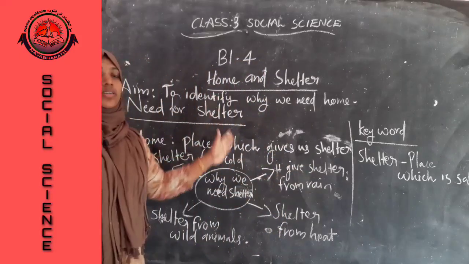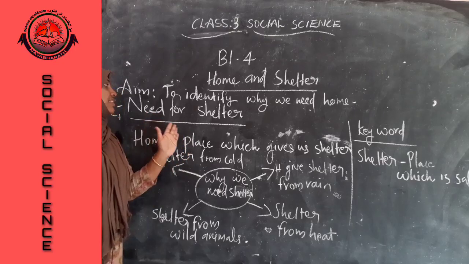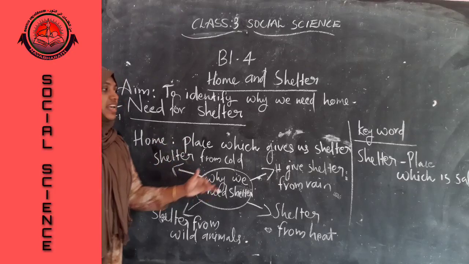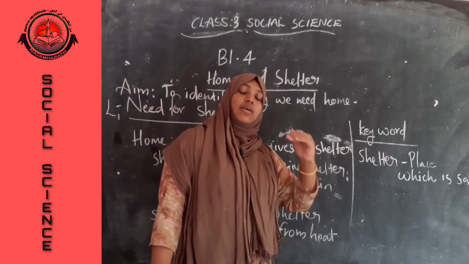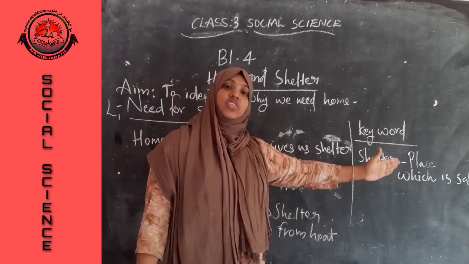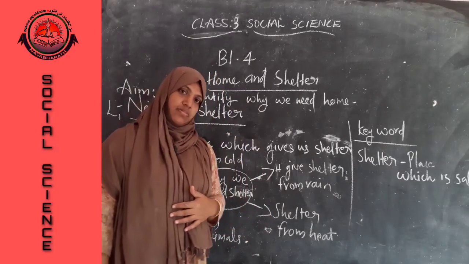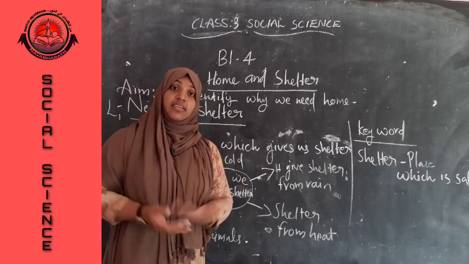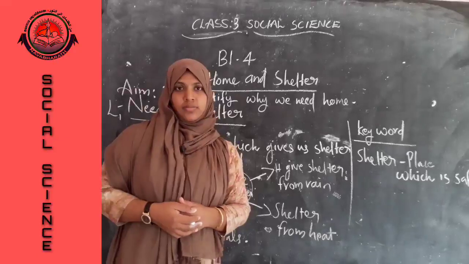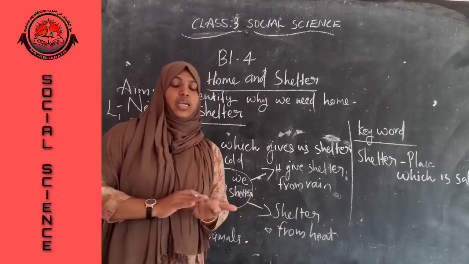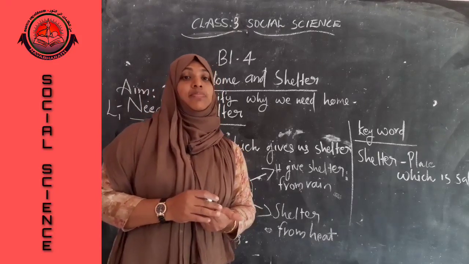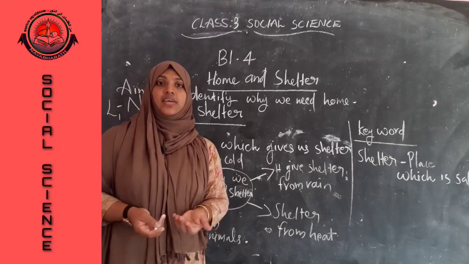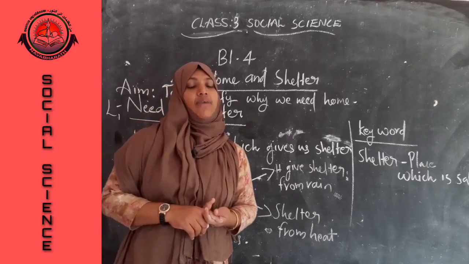Okay, so what we have studied in this first lesson is the need for a shelter. Everyone needs a shelter. Our home is a place which gives us shelter, a safe and comfortable place. It protects us from the weather conditions and wild animals. We can live in our houses with our loved ones. We can sleep there, eat together, take a bath, and cook in that safe place.